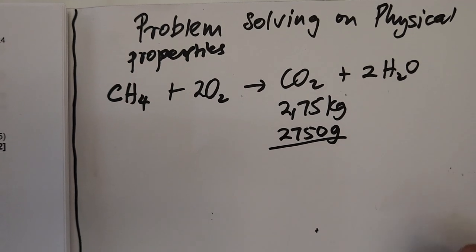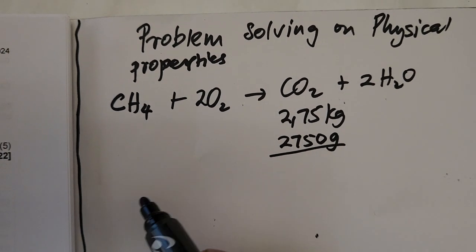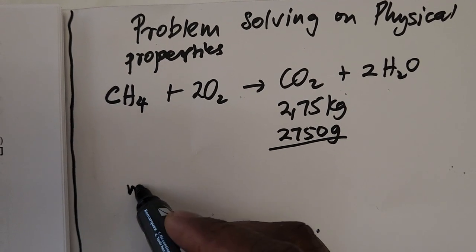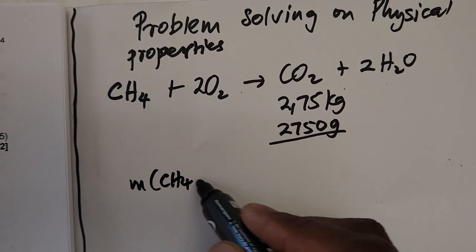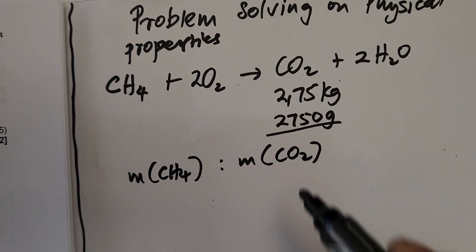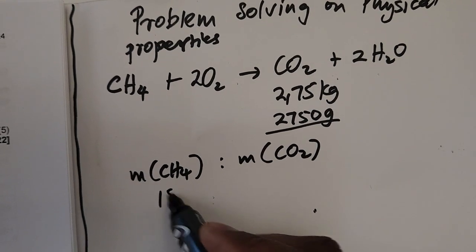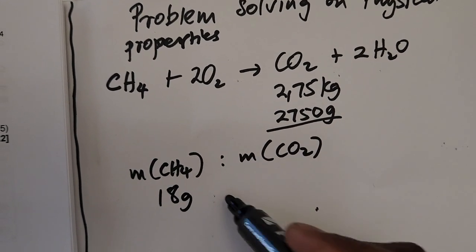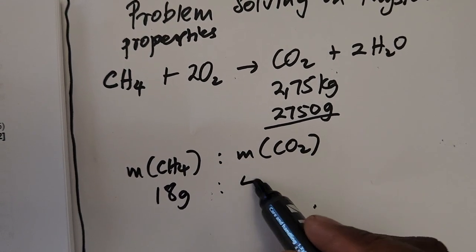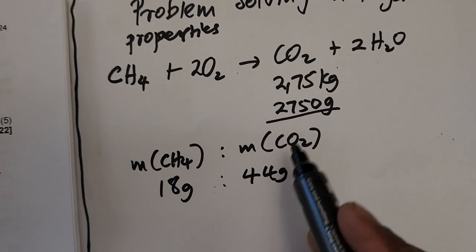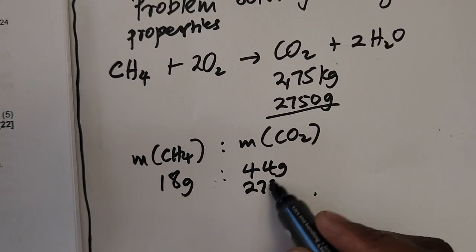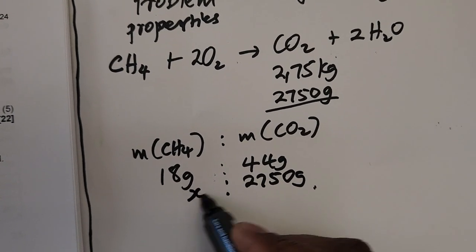Now there are two methods. The quickest one is what you call mass calculation. If you deal with mass calculation, you go to the balanced equation to compare the mass of methane, which is CH4, to the mass of carbon dioxide. In this balanced equation, methane is 18 grams, 12 plus 4, and it produces 44 grams, 12 plus 32, of carbon dioxide. But we are not producing 44 this time around. We are producing 2,750 grams. How many grams of methane will do that?